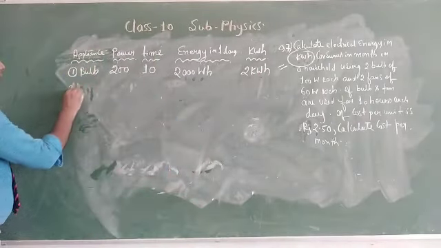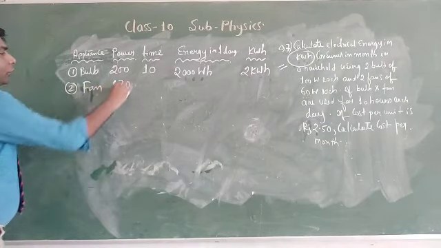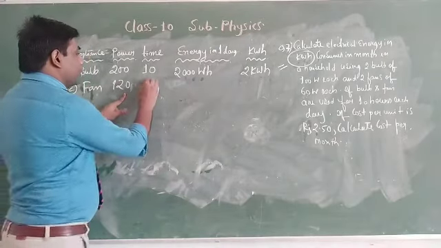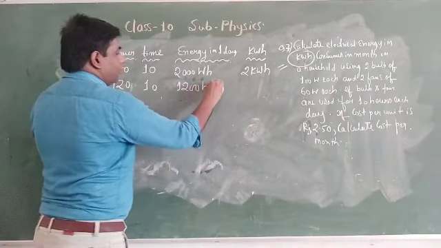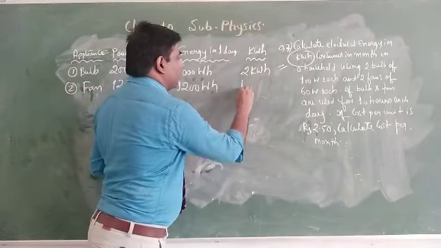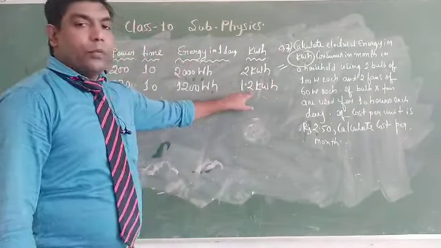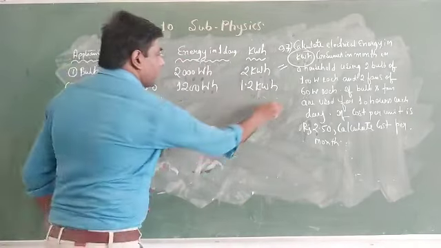Similarly, 2 fans. 1 fan is 60 watts, so 2 fans will be 120 watts, times 10 hours. Here also it is watt hour, so divide by 1000. In 1 day, how much energy will the fans consume? 1.2 kilowatt hour. Right?